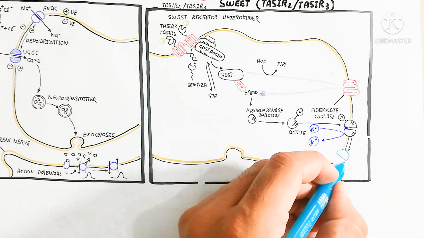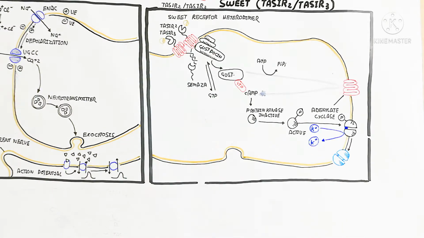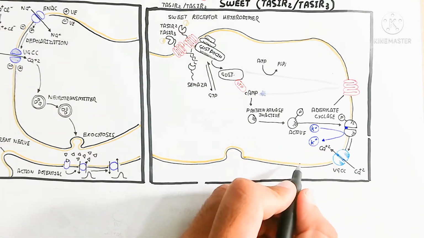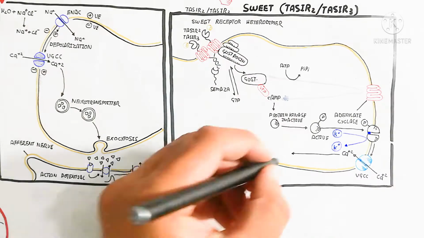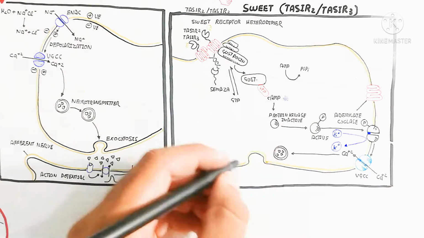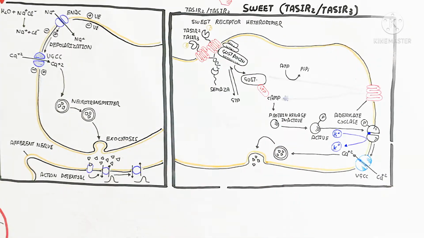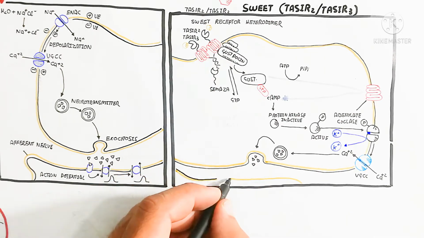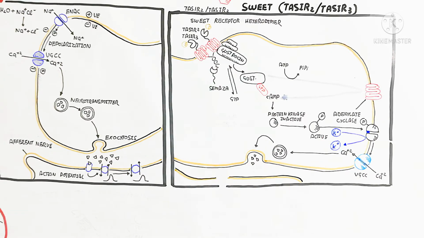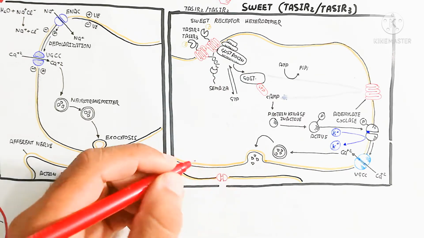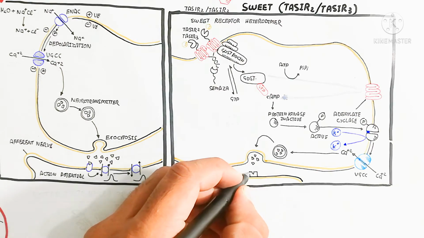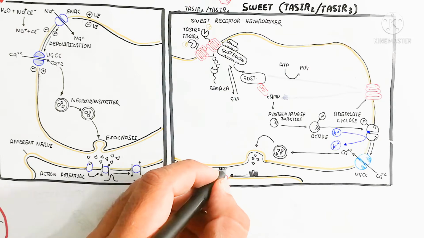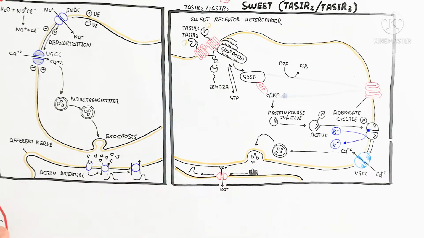bind with and phosphorylate the potassium voltage gated channel, which is inhibited by this activity. So here the calcium will be stimulated by this mechanism. The voltage gated calcium channel will open for calcium to move inside for depolarization. After the depolarization stimulates the exocytosis of the neurotransmitter, the neurotransmitter will bind here with the afferent nerves.